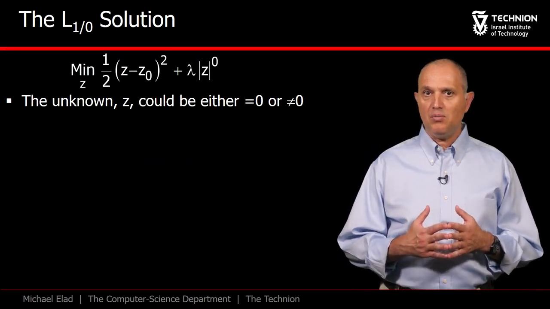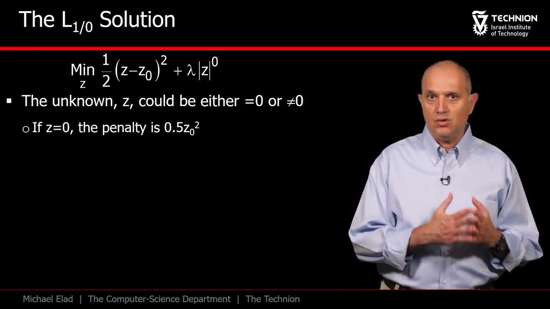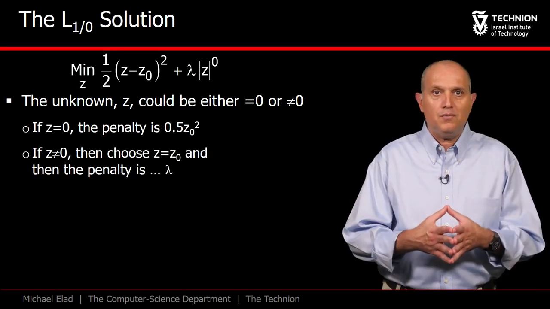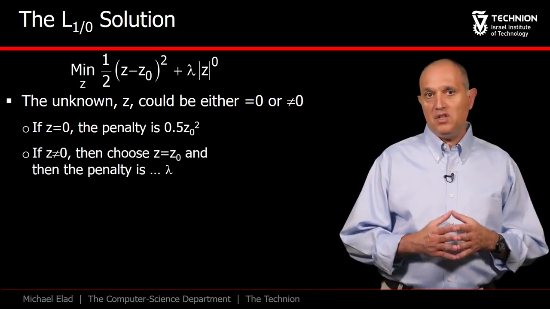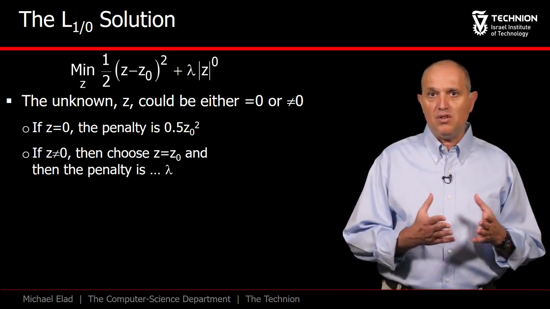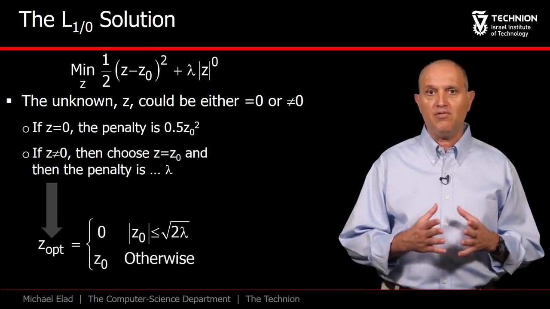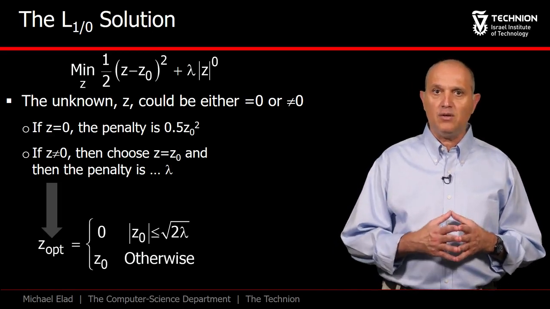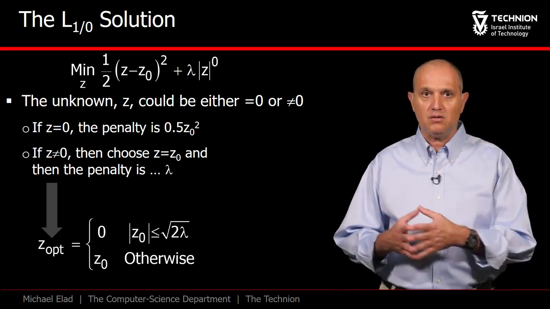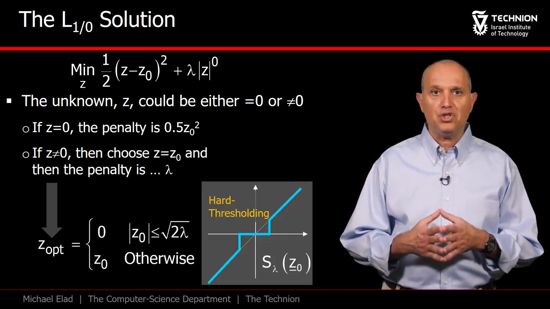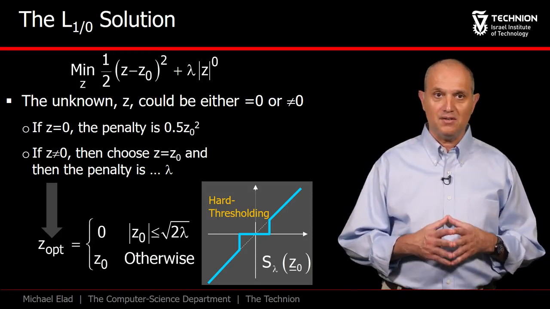The unknown could either be 0 or non-zero. If it is 0, the penalty value is 1/2 times z0 squared. If it is non-zero, it better be z0 so as to reduce the penalty as best as we can. In this case, the value of the penalty is lambda since only the second term remains. So obviously, we should choose the smaller penalty value depending on the value of z0. If z0 in absolute value is below some threshold, we choose z to be 0, and otherwise we choose the value z0. This curve describes the relation between z0 and the optimal z. This curve is known as hard thresholding.